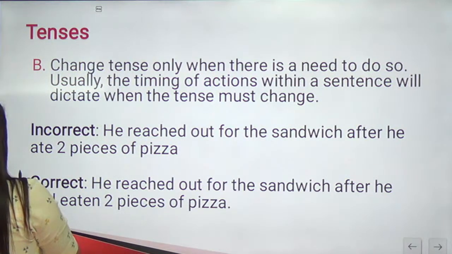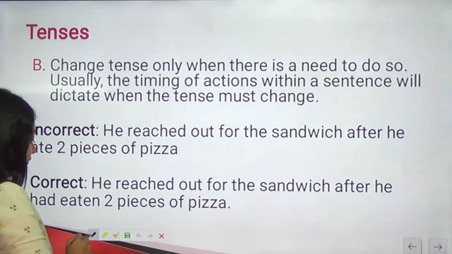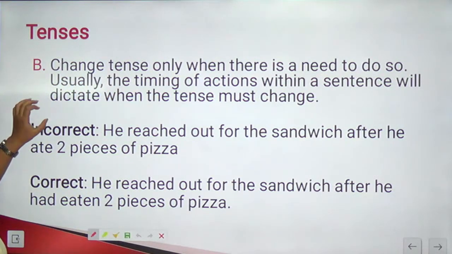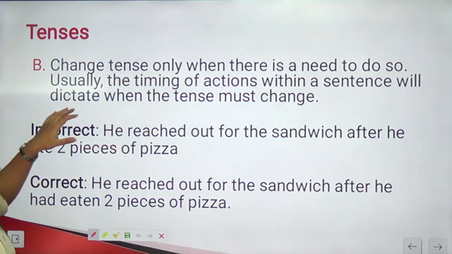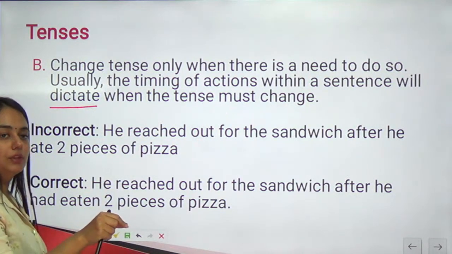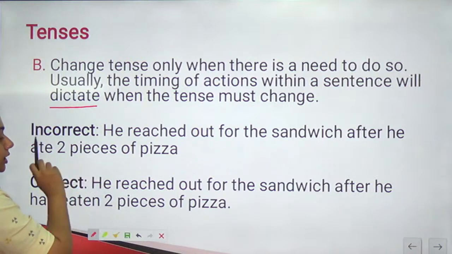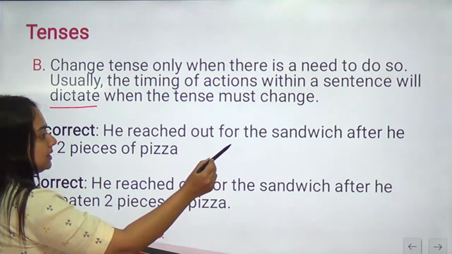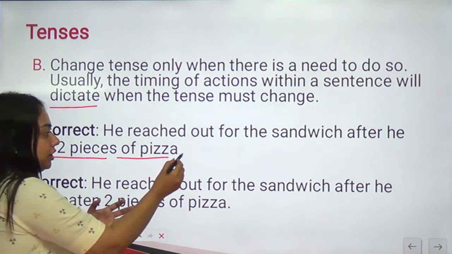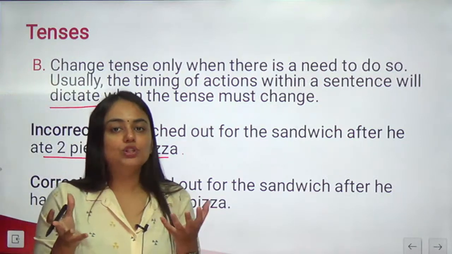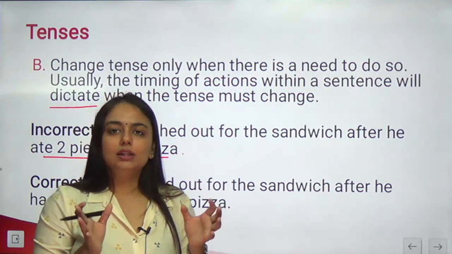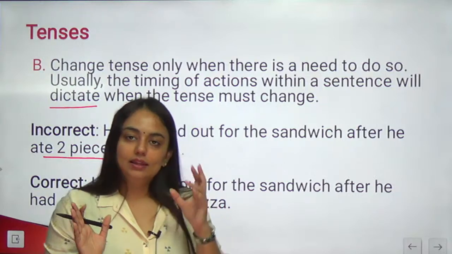Now let us see when can we change the tense of the parts of the sentence. Change tense only when there is a need to do so. Usually the timing of the action within a sentence will dictate when the tenses must change. So you have to rely on the meaning of the sentence. Incorrect usage. He reached out for the sandwich after he ate 2 pieces of pizza. So one action was already complete. Having 2 slices of pizzas was already done. After that he reached for the sandwich. Clearly there is some time gap between these 2 actions. Now we can change the tense.